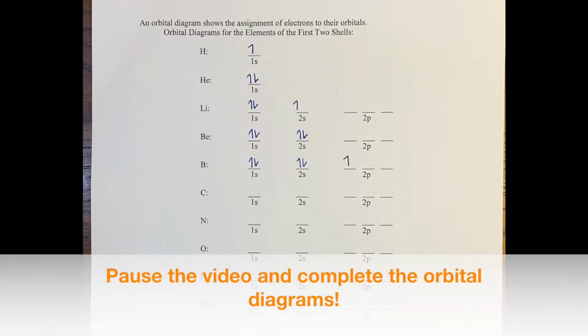Pause the video and see if you can complete the orbital diagram for the rest of the elements across the second period of the periodic table.